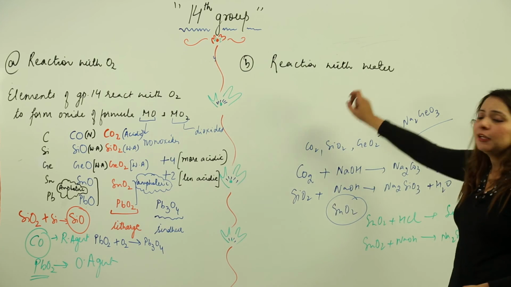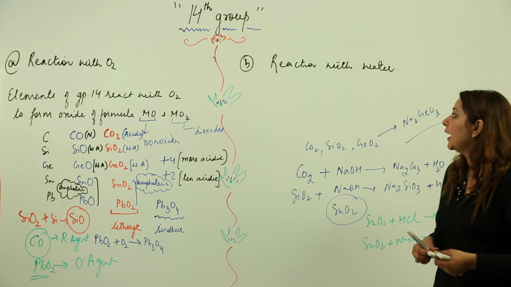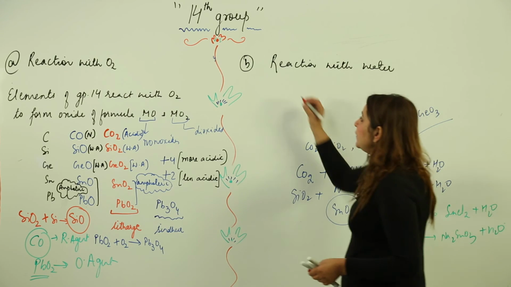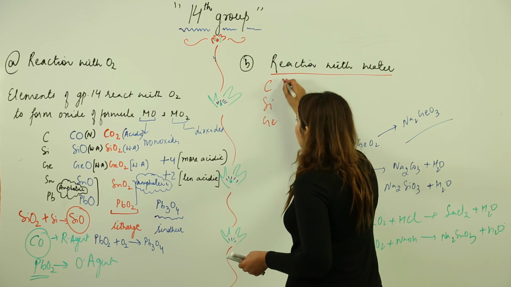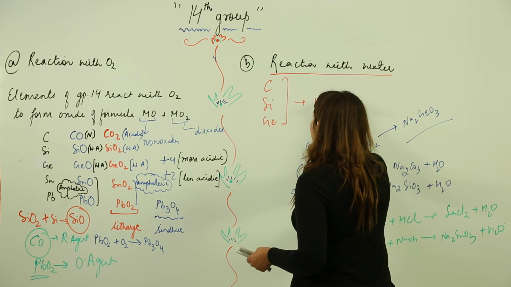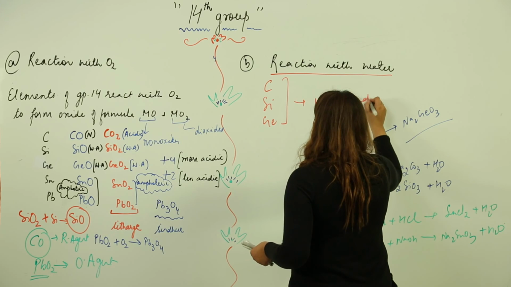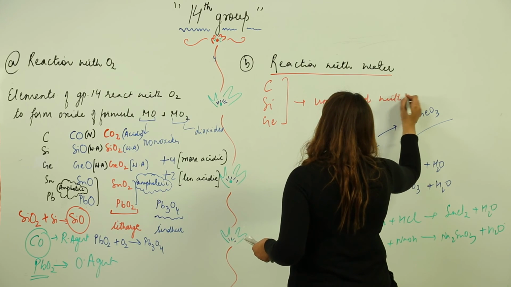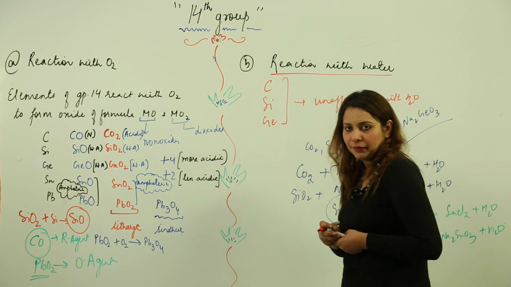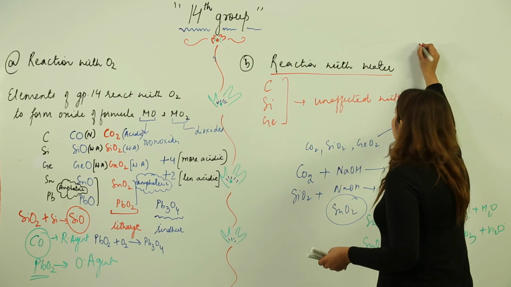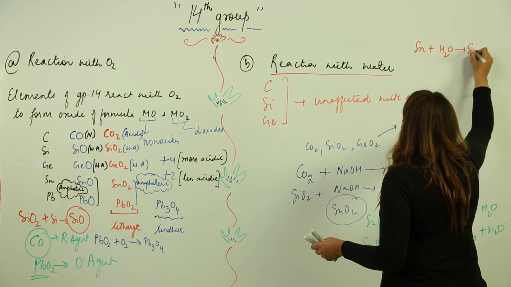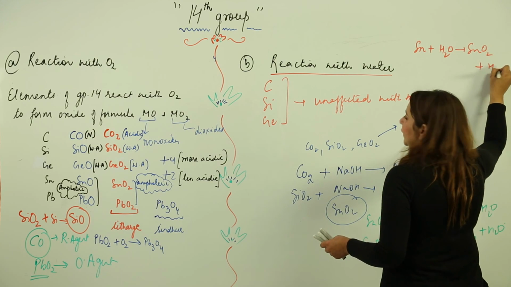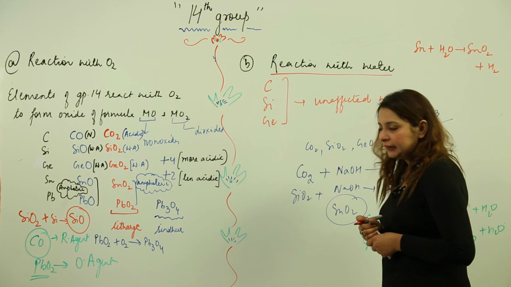Now the other property we are covering is reaction with water. We have seen that the first three members generally remain unaffected by water, that means no reaction takes place. But if we talk about tin, tin reacts with water giving rise to tin dioxide, and along with that we get hydrogen gas.